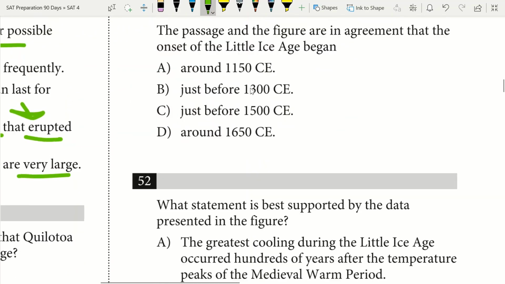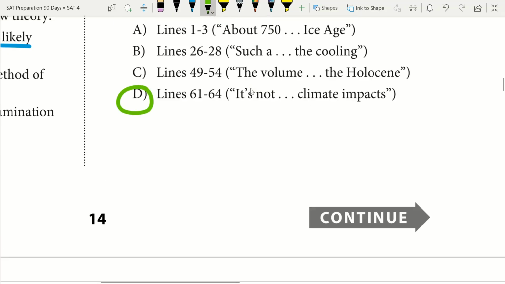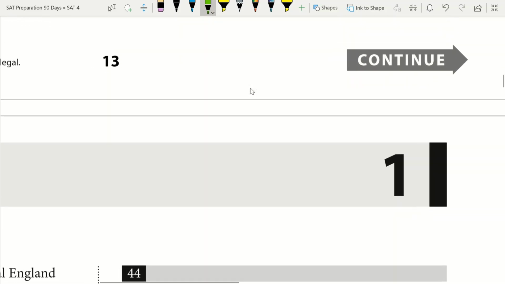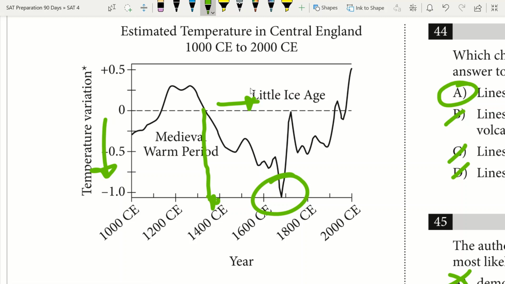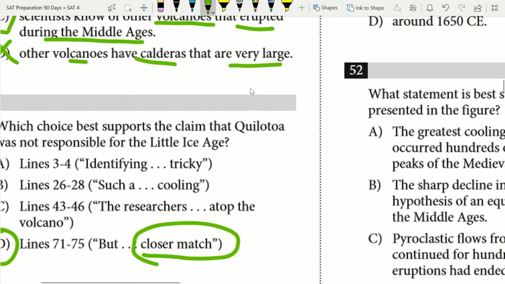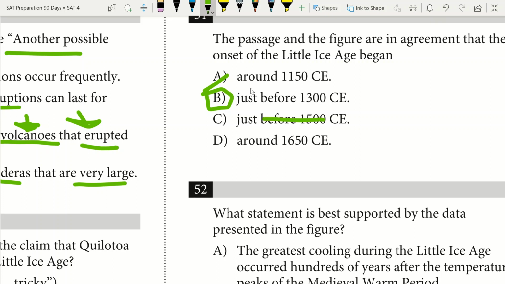So let's take a look. We've got option A around 1150, no, just before 1300. I mean, it looks like according to the figure that it would be a little bit closer to that 1350 mark, but also, we see that we do start that decline just before 1300 as well. So starting that decline just before 1300, that also would work. So our answer there should be B, just before 1300. That's a better choice than just before 1500 and around 1650. So our answer would be B for 51.